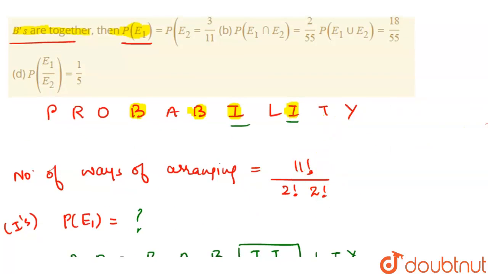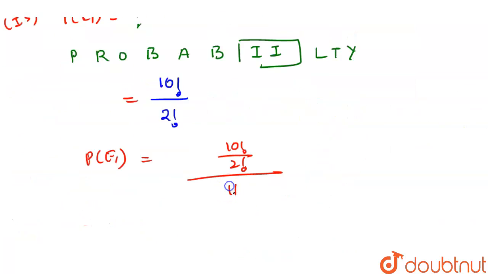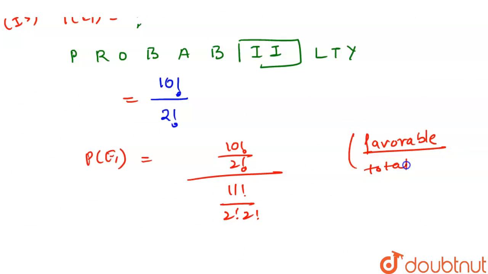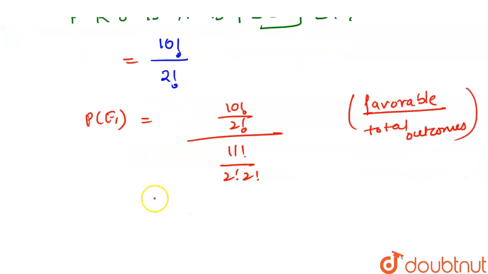So this is 11 factorial upon 2 and 2. We know that the formula is favorable outcomes upon total outcomes. So the 2 and 2 will be cancelled out. We know that n factorial can be written as n into n minus 1 factorial. So we will write down 10 factorial divided by 11 factorial upon 2 factorial.